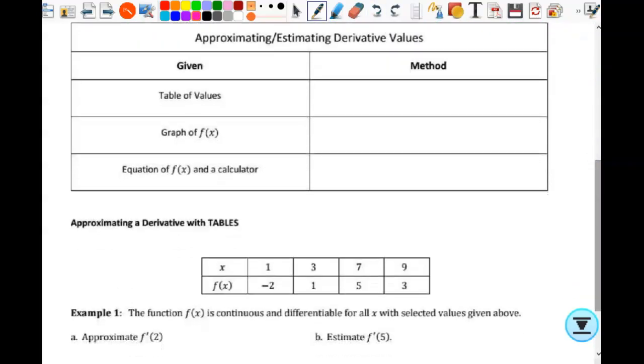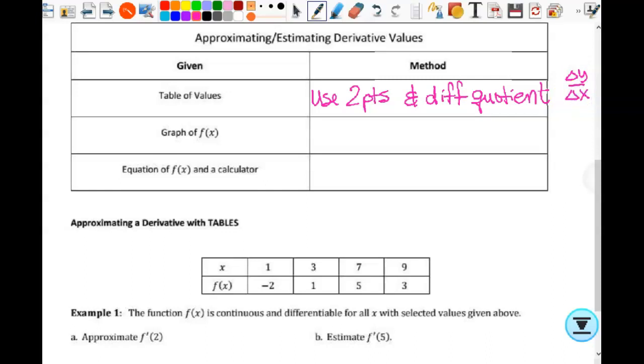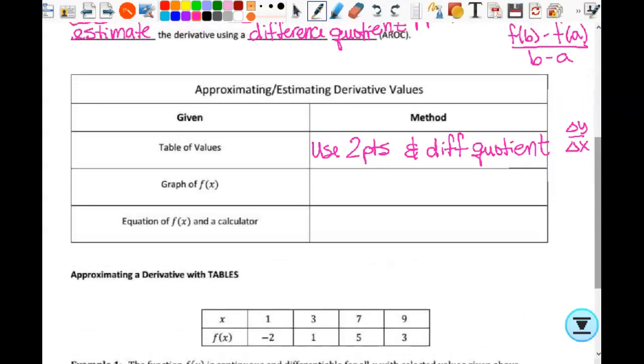If you are given a table of values, you're going to use 2 points and difference quotient. So this is basic slope like you learned in Algebra 1 or maybe before Algebra 1, okay? This is literally just the change in y over the change in x, but our work has to look more like that. It's going to look like it's harder than slope, but it just looks that way, okay?